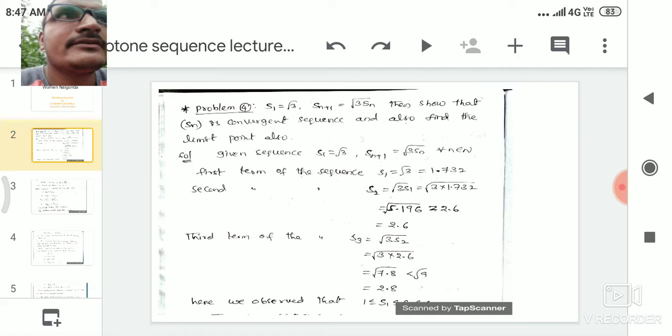For that, first we show that it is monotonic. After that we show that it is a bounded sequence, then obviously it is convergent. After that we have to find the limit of the sequence.